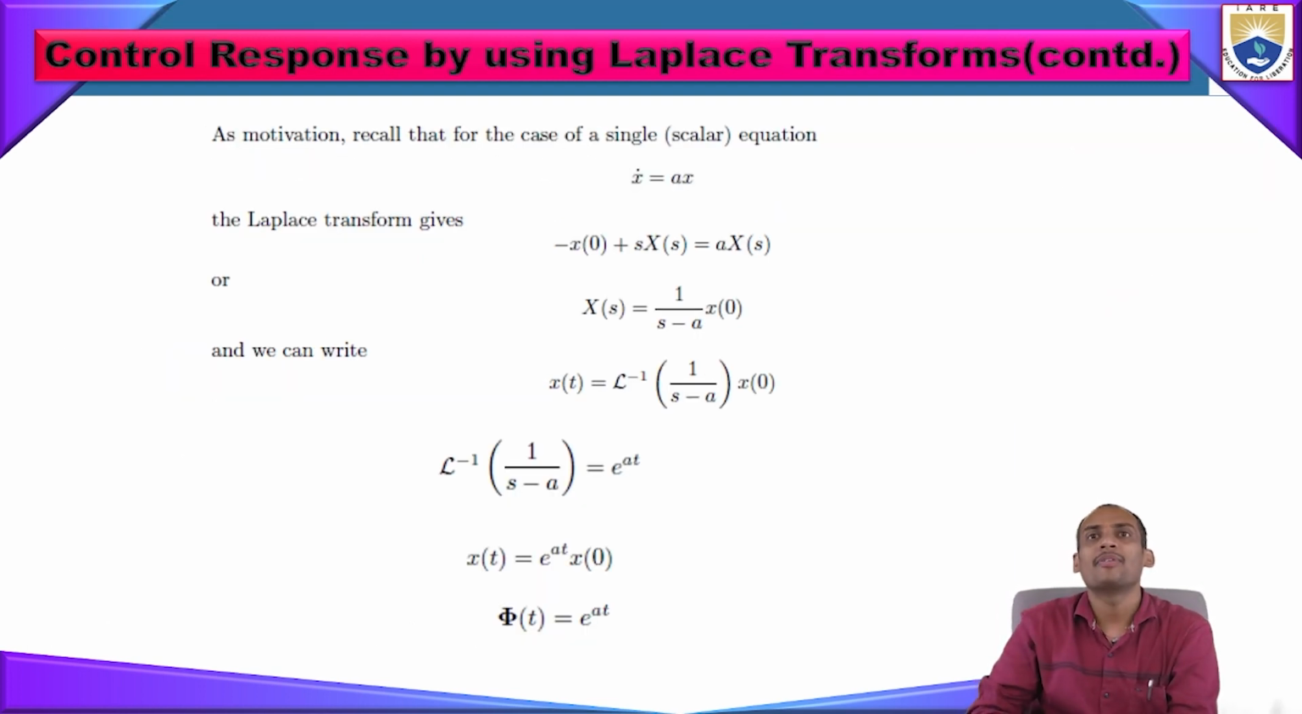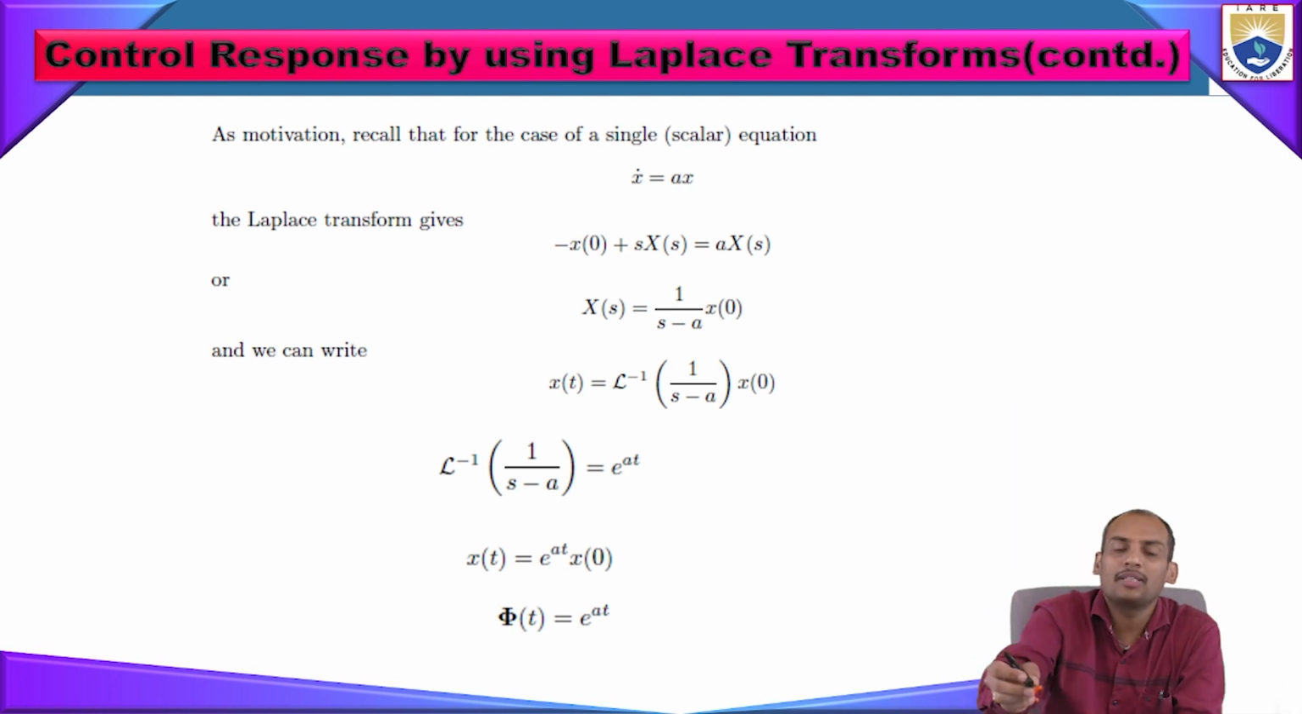So if you see here, for x dot equal to a x, the Laplace transform of the above will be s X(s) minus x(0) equals a X(s). So the Laplace transform X(s) will be 1 by s minus a into x(0). So the inverse Laplace of this will come to e power at.